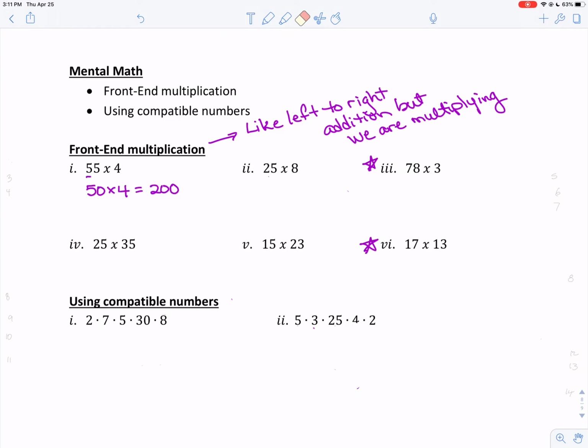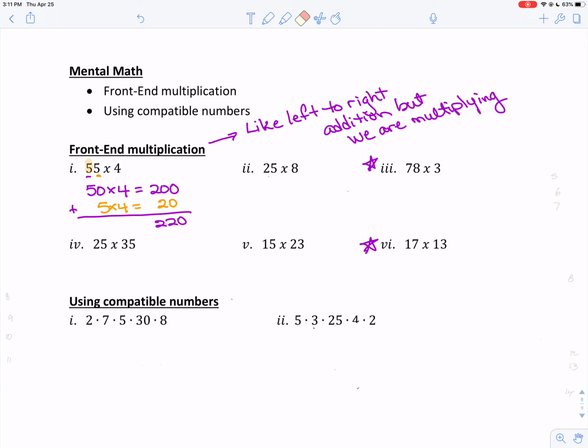So we'll have the 50 times 4. Notice that this is in the tens place, which is why it is 50. That's where most students mess up. 50 times 4 is 200, and then 5 times 4 is 20, so the total would be 220.